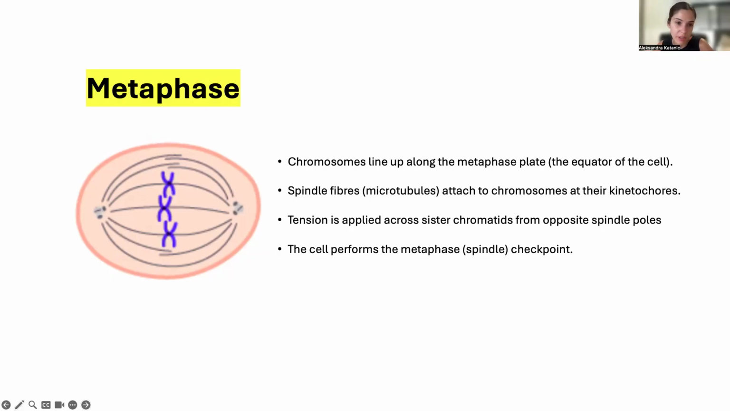What's the point of the checkpoint during metaphase? Okay, and you would say it prevents the cell from entering anaphase unless everything is correctly aligned. Why? To reduce the risk of aneuploidy, or incorrect chromosome number, in the daughter cells.